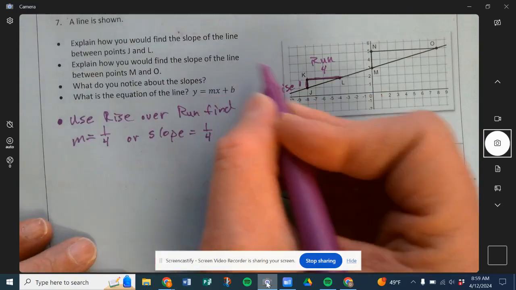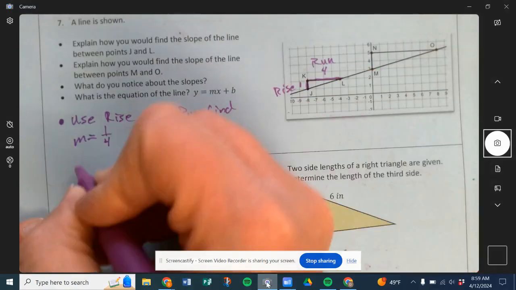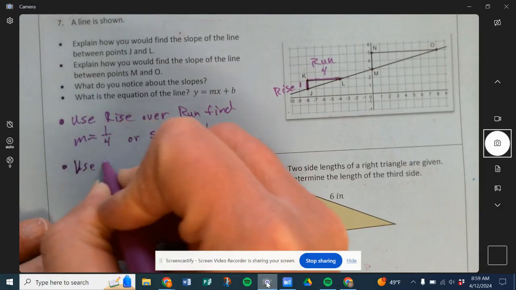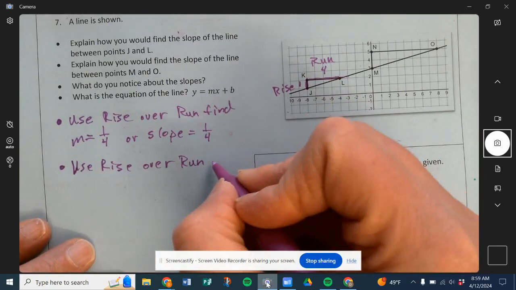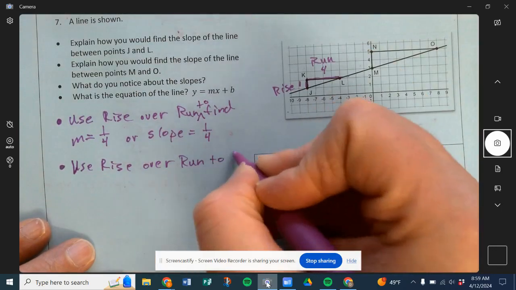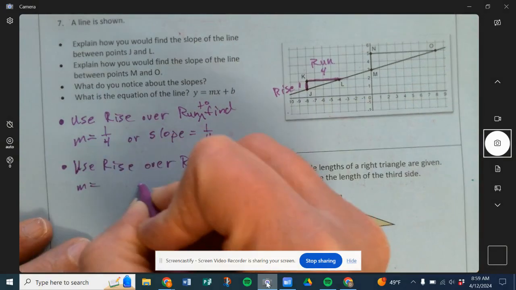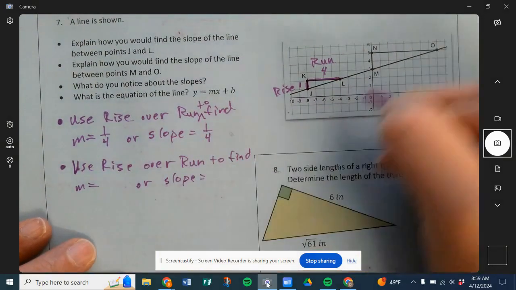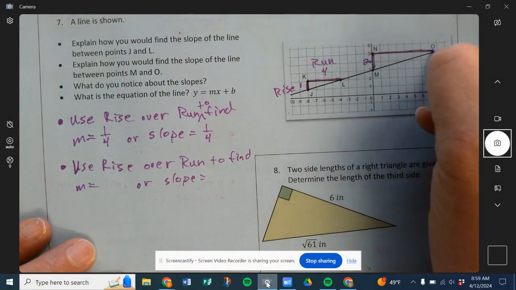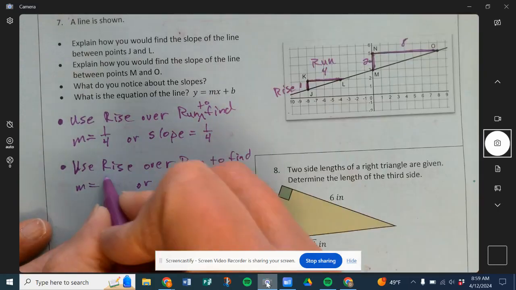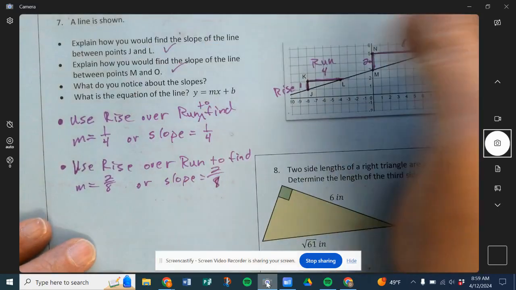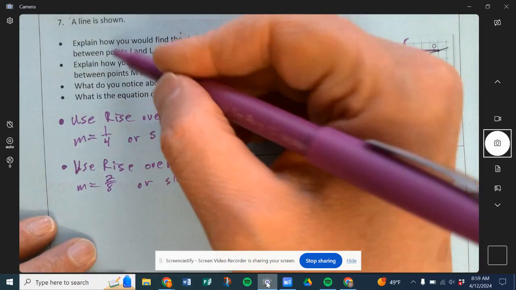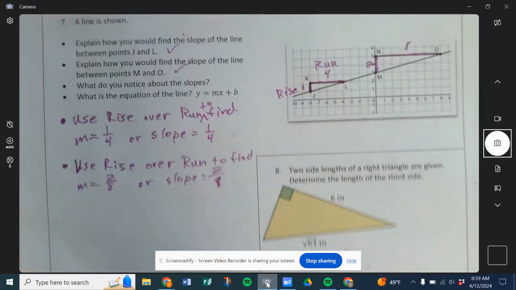Explain how you'd find the slope of the line between points M and O. Same thing, right? Use rise over run. You could go, well, I counted up and then I counted right, 1, 2, 3, 4, 5, 6, 7, 8, to find m equals 2/8 or slope equals 2/8. You'll notice how I'm organizing my answers, right? I have bullet points. I'm just bullet pointing my answers right there.